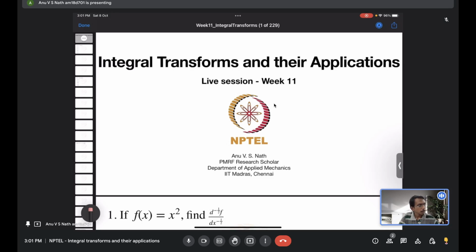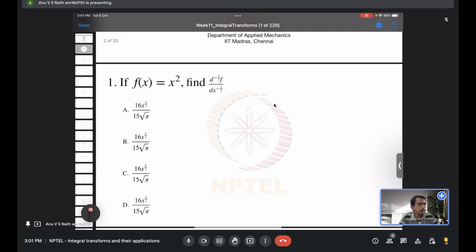So the first problem I have here is, if f of x equal to x square, find d raised to minus half f by dx raised to minus half. Here the operator d raised to minus half by dx raised to minus half is basically the d raised to minus half with respect to x. If you have watched the lecture videos, the operator is denoted like this only. The function is given, it's x square.